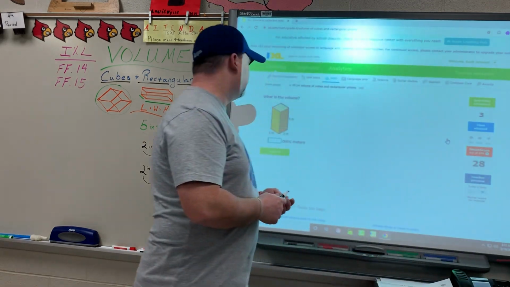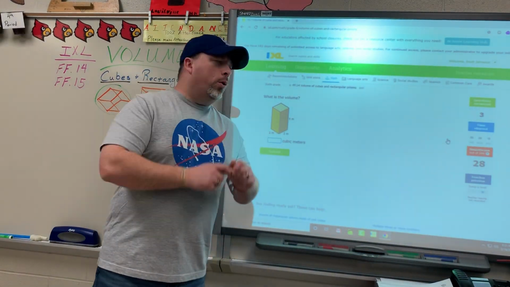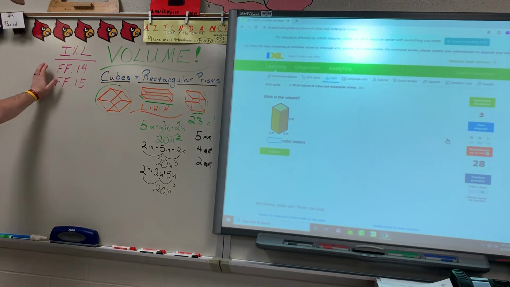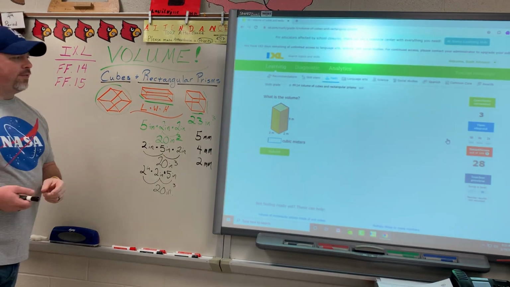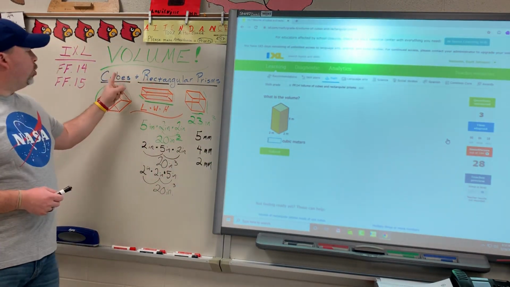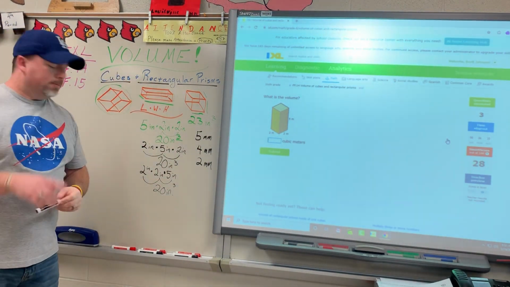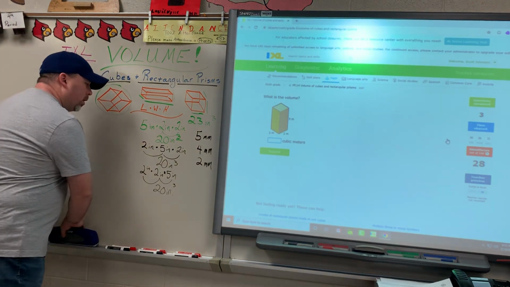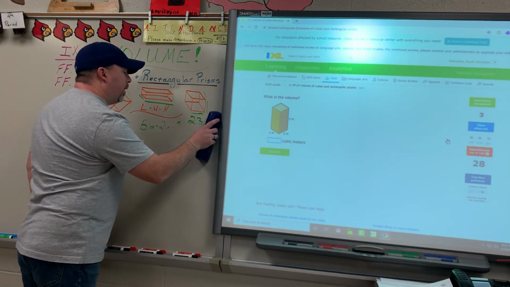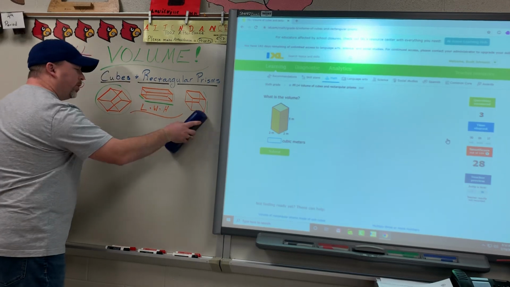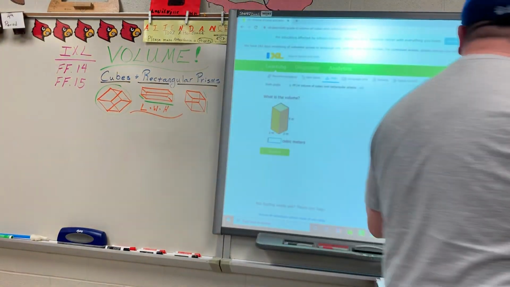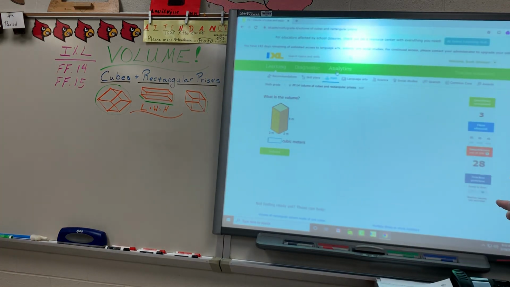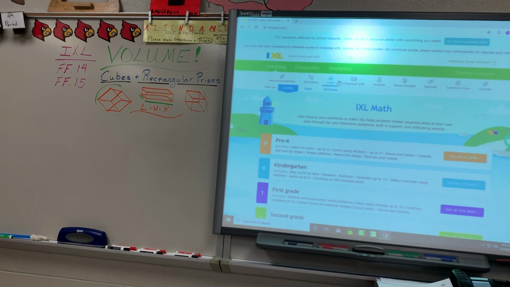So for FF14, which is the standard that I'm dealing with now, all you have to do is find the volume of cubes and rectangular prisms. And I know you've got that. So once you bump that up, the next standard, which I want to address, is FF15. And FF15 deals with the same thing. It's the volume of these 3D shapes. It's the volume of cubes and rectangular prisms.